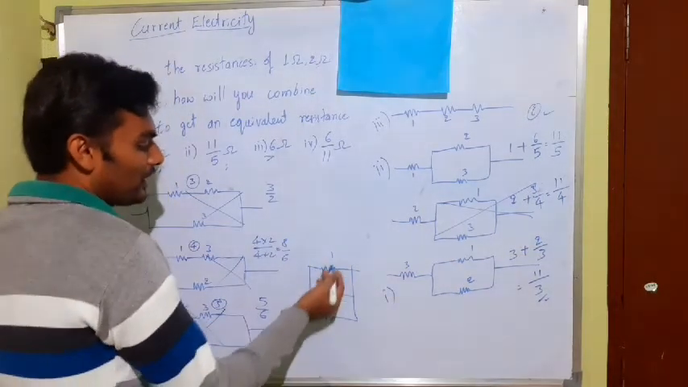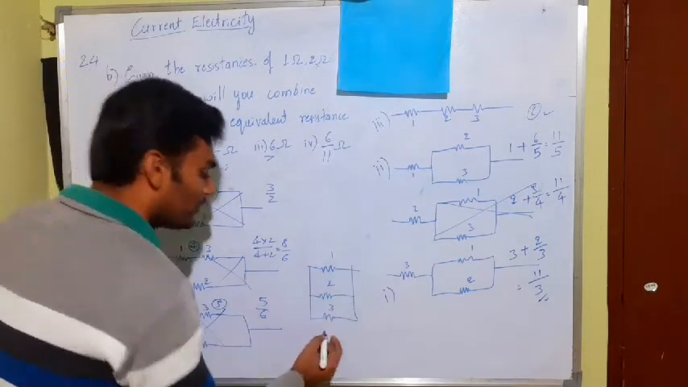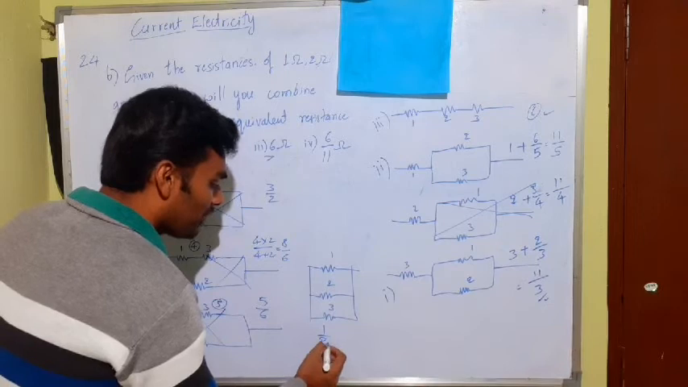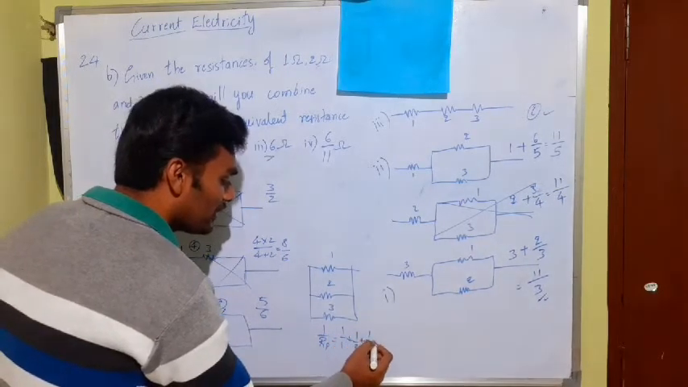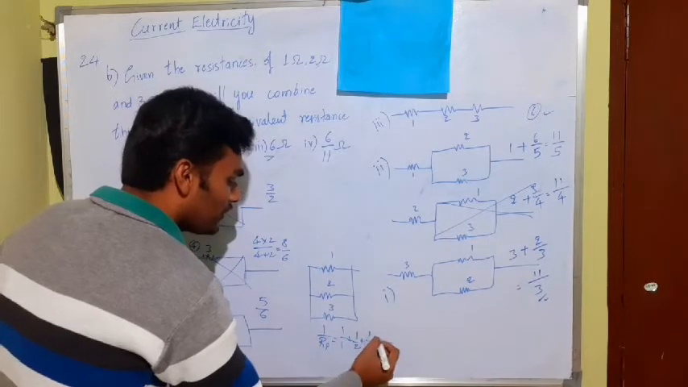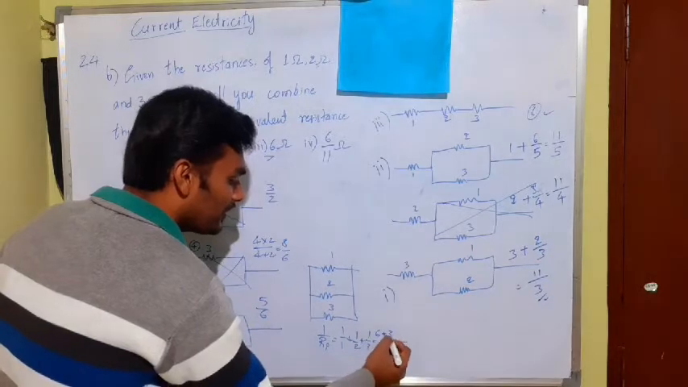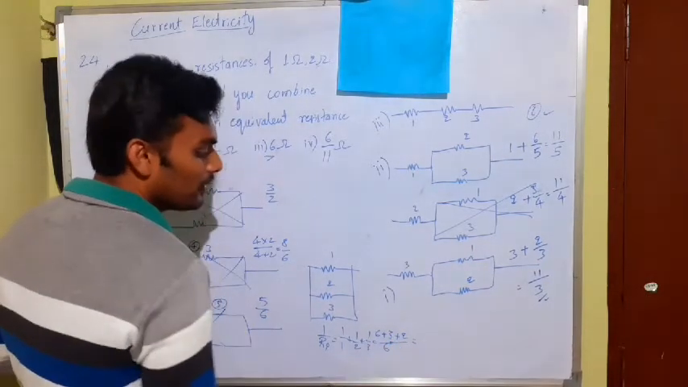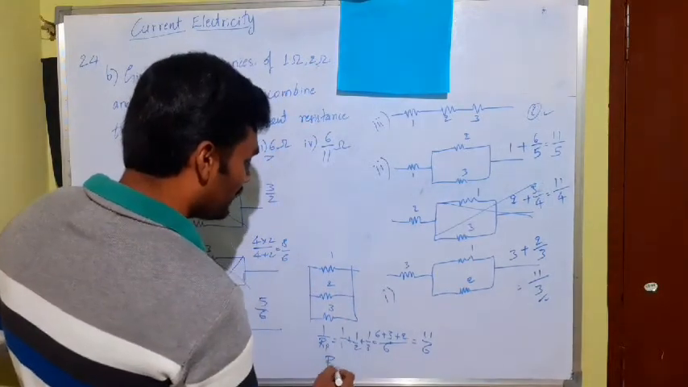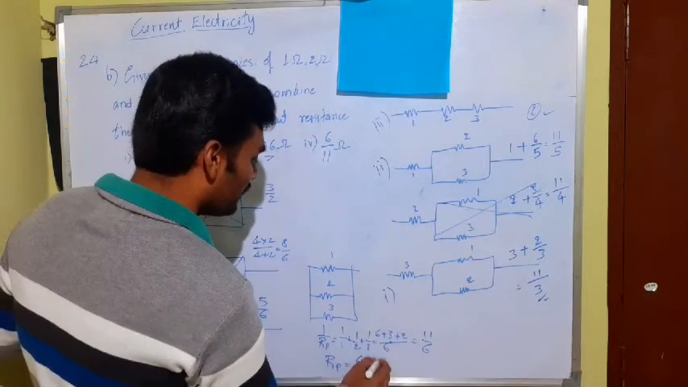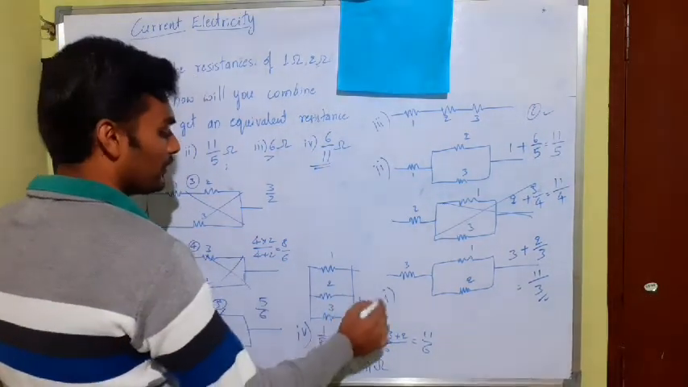Let me come here. 1, 2 and 3 in parallel. So you can make use of 1 by RP. 1 by RP is equal to 1 by 1 plus 1 by 2 plus 1 by 3. LCM is 6. So it's 6 plus 3 plus 2, so it's 11 by 6. What is that? 1 by RP. So RP is 6 by 11. Do we have that? Yes, we do have. So the fourth one is this.